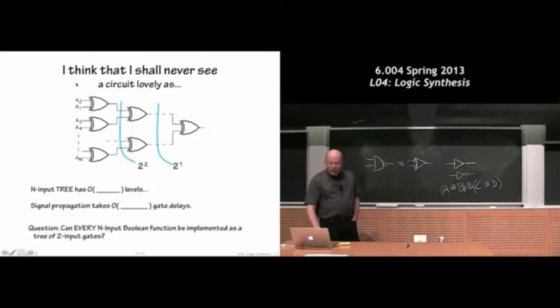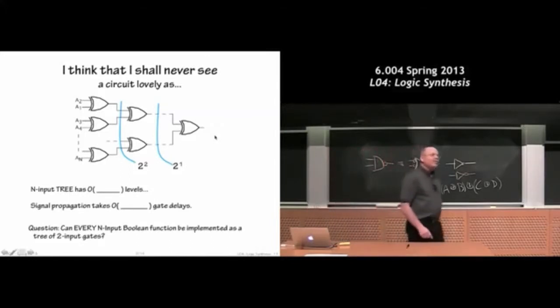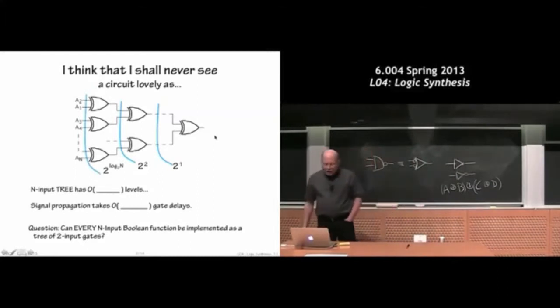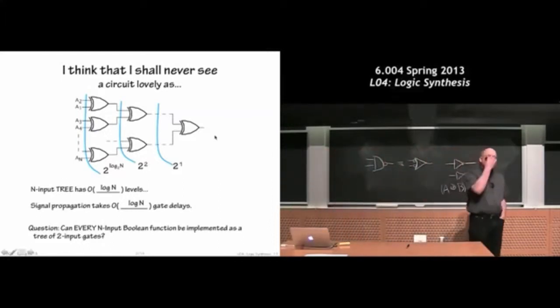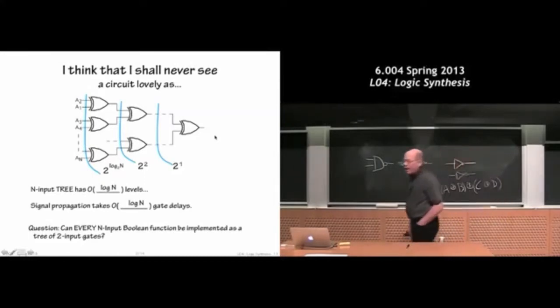Alternatively, if I have a certain number of inputs, how many layers of tree do I need? What do I need to do? Yes? Log base 2 of n. So in fact, the TPD of this tree grows as log n. And in general, with 2 input gates, or if it was 3 input gates, it would be log base 3 of n. If it was 7 input gates, it would be log base 7 of n. But there's a logarithmic argument that I can make.